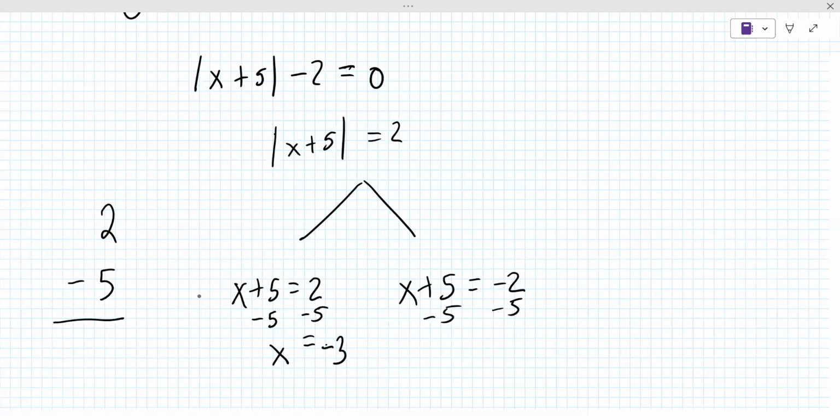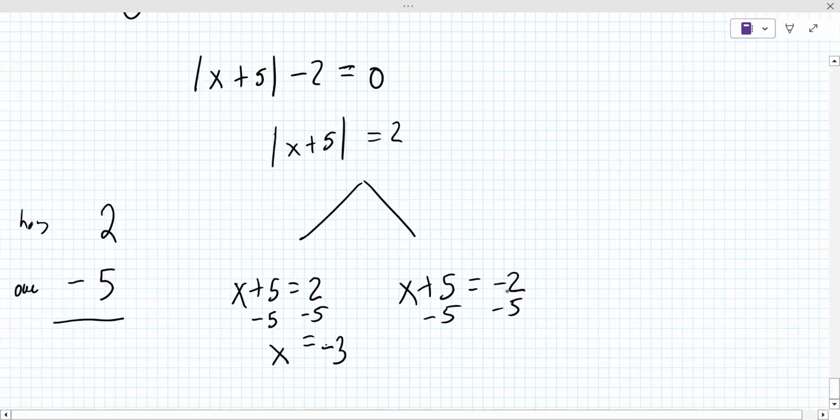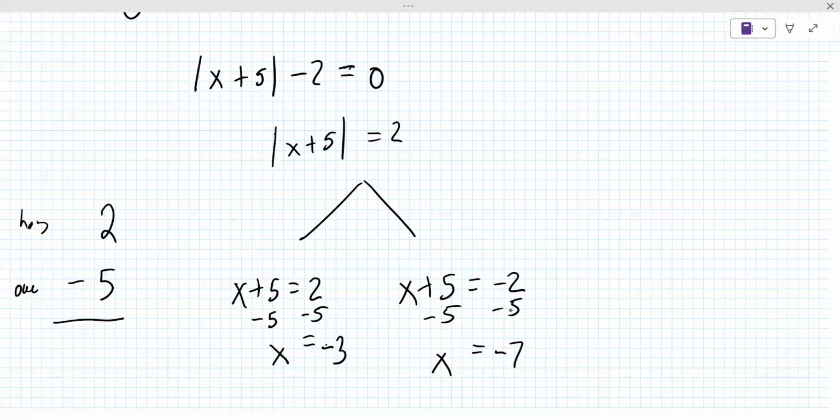Think of negatives as owing, positives as having. So you might be thinking, well, how can I do it if they're both negative? Well, this is a bad situation. You owe someone $2 and then you owe them another $5. Now you owe them 7. Not ideal, but hey.